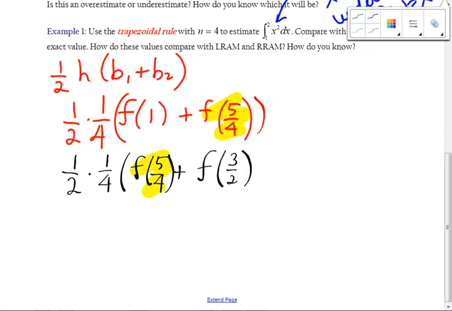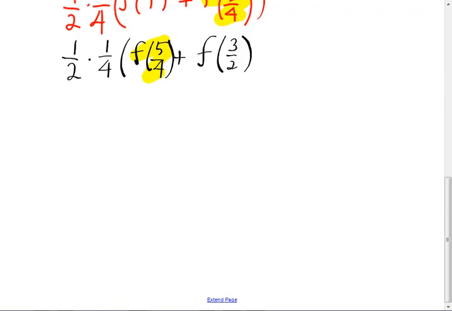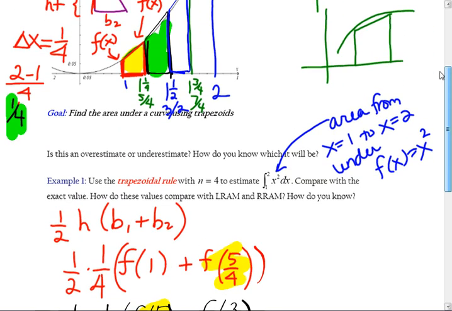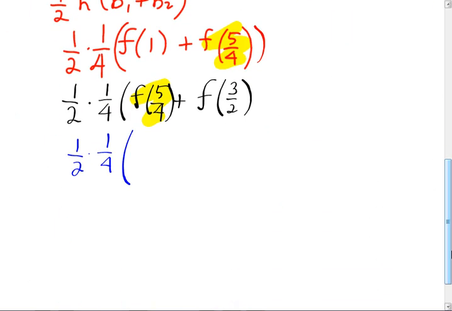So let's go to a different color. And let's look at this one right here. Well, guess how big the height is? It's still 1/4, right? Right, Declan? Yep. Still 1/4. And the 1/2 is still there. So it's 1/2 times 1/4. And what's the height of the function, or the base of this trapezoid? It's f of 3/2. Now, it doesn't matter what the function is. What I'm doing is just working it out.